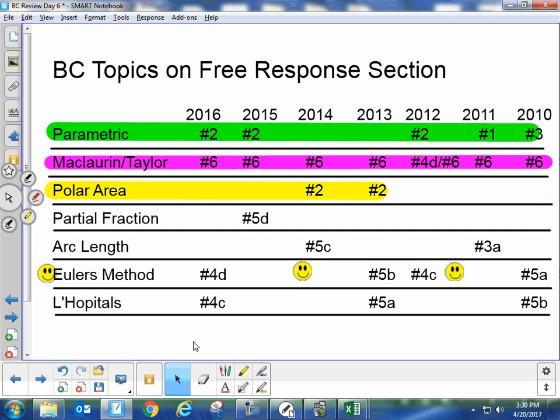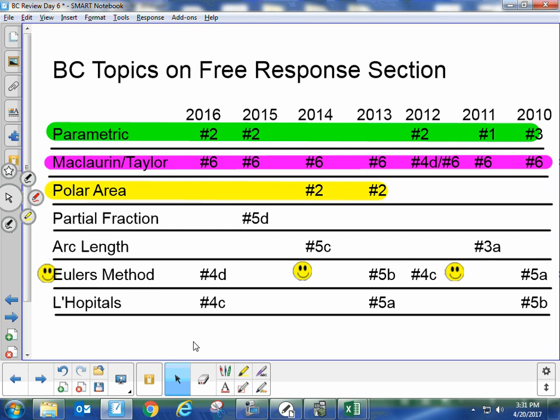And then number 6, every single year, is your Taylor free response problem. Typically, you have to do the ratio test, find the interval of convergence, check your endpoints, write out terms, maybe do some manipulations of them, and there's an error problem in there. Okay? You just have to be comfortable with this.